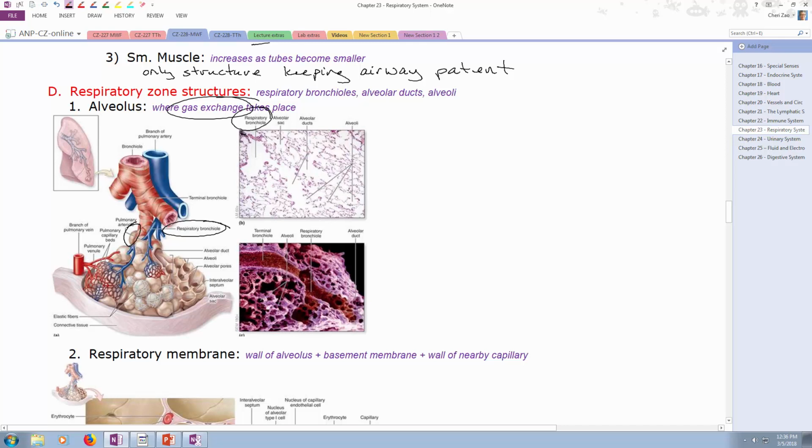And up here in our histology, we see the respiratory bronchial wall kind of up in here, parts of it up in here, which is thicker. And this guy right here is an alveolus, that little sac there. And so that's why it's called a respiratory bronchiole, because there is an area where gas exchange can occur.